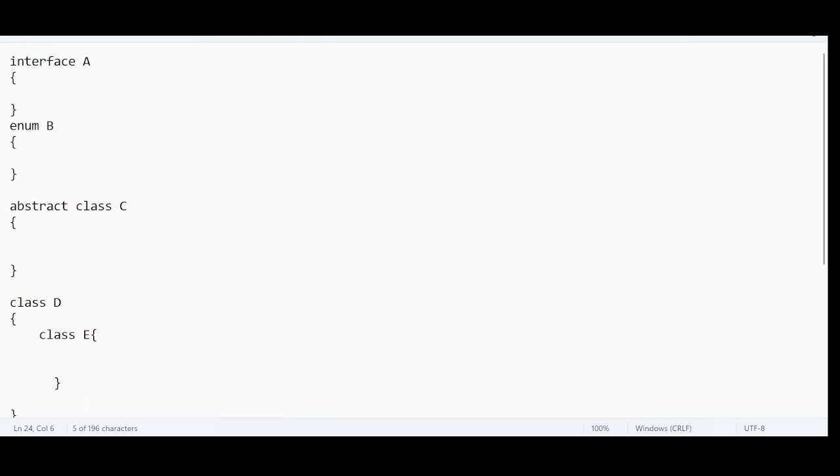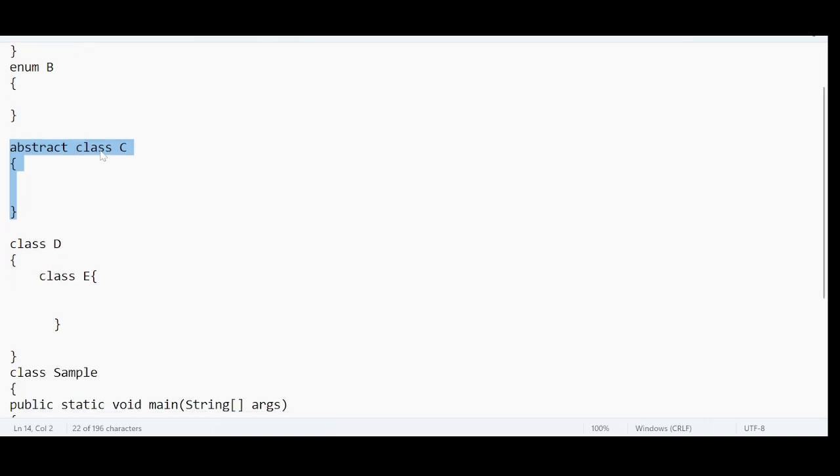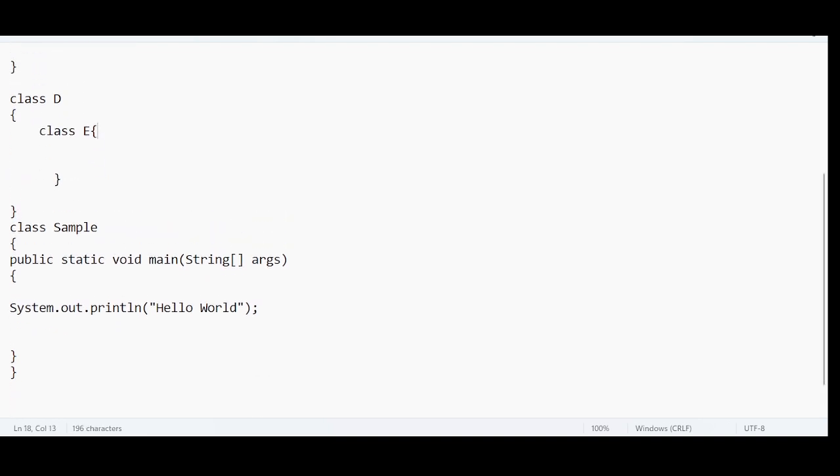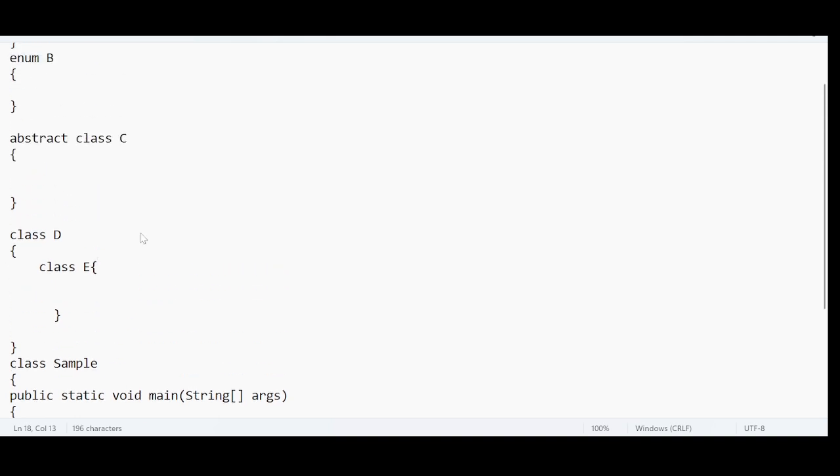So what I am trying to say is dot class files are not limited to classes. Dot class files will also be generated for interface, enums, and abstract class. A class keyword followed by an abstract keyword, they are called abstract class. Inner class is nothing but a class inside a class, right? So totally we are anticipating 6 dot class files.